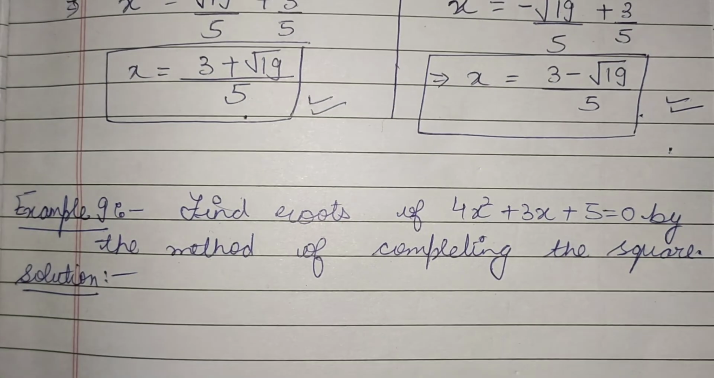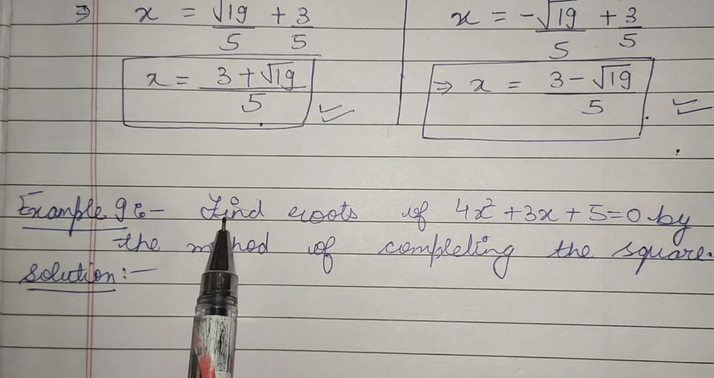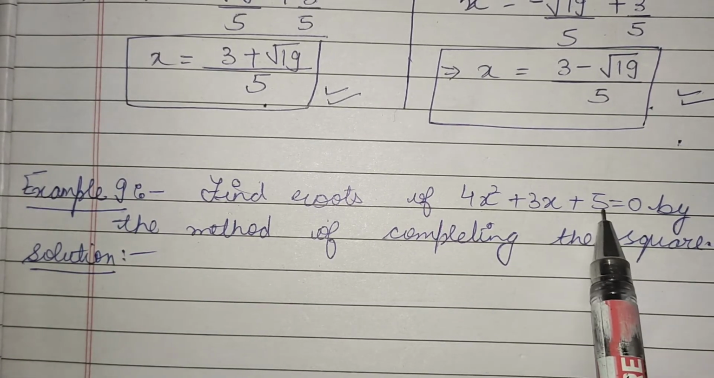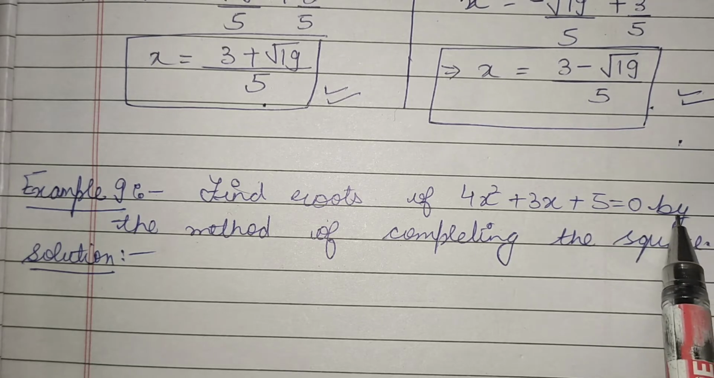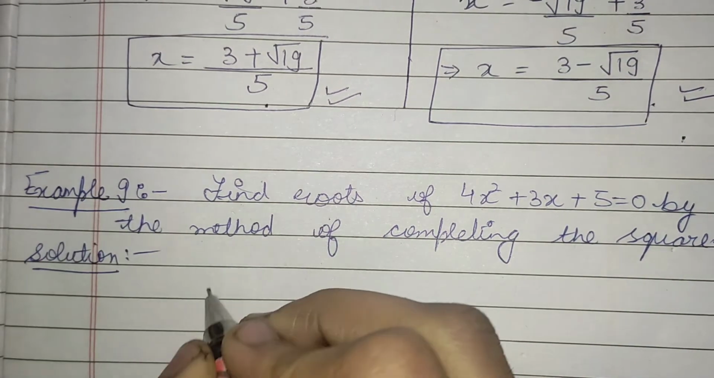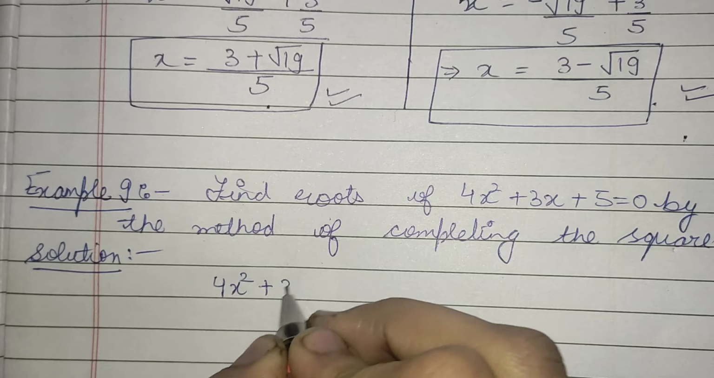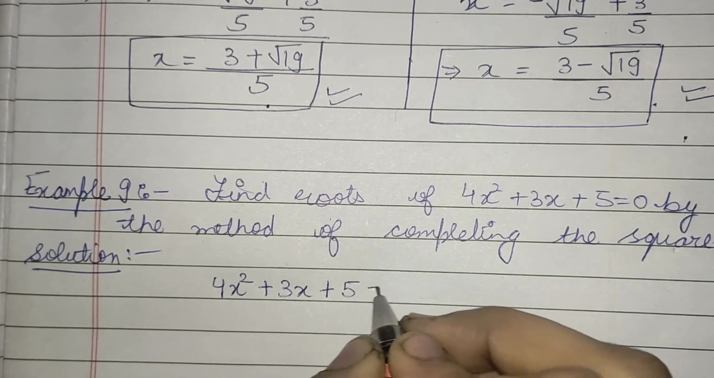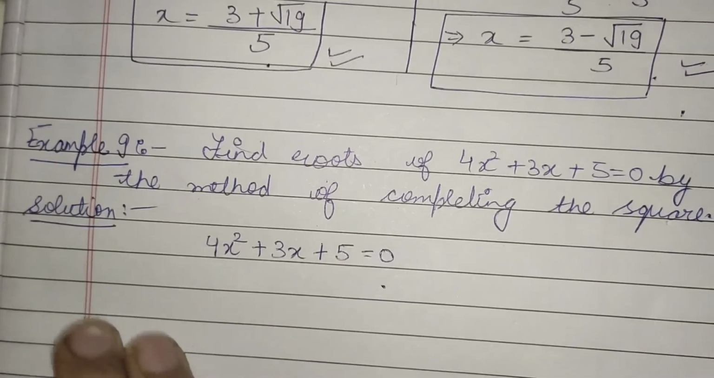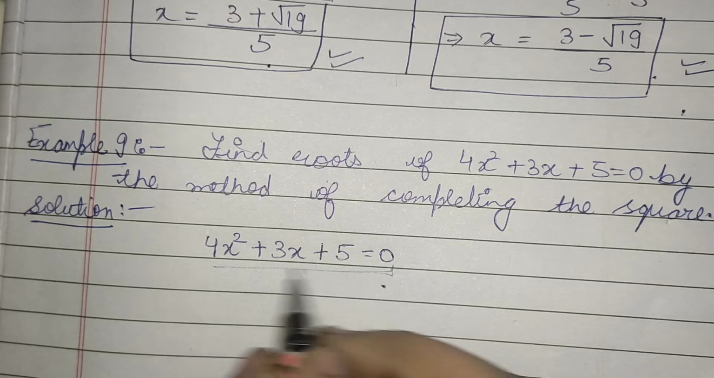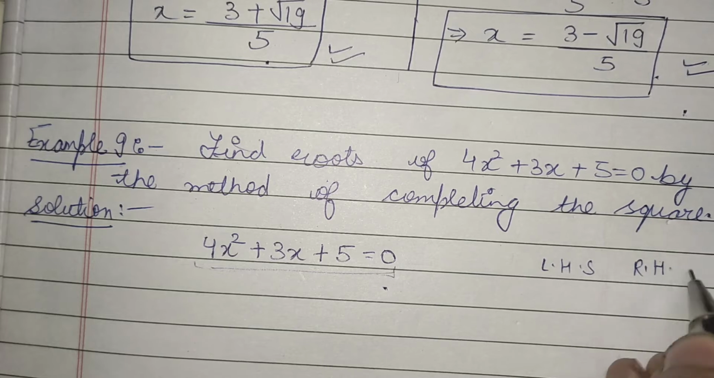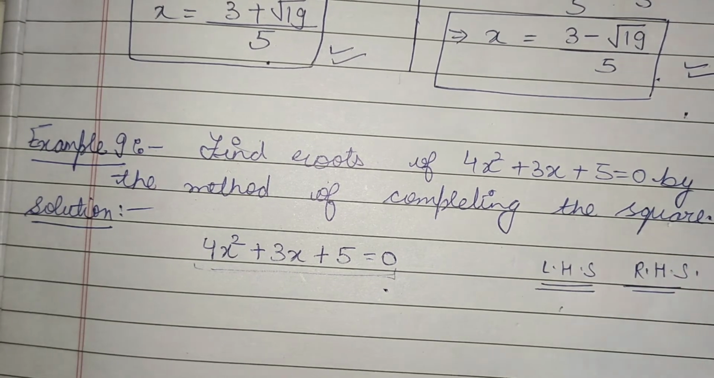So let's start solving example number 9, which says: find the roots of 4x square plus 3x plus 5 is equal to 0 by the method of completing the square. So what we have to do is find the roots of this given quadratic equation by using the completing the square method. That means we have to convert our equation so that complete squares can be formed on the left hand side and also on the right hand side.